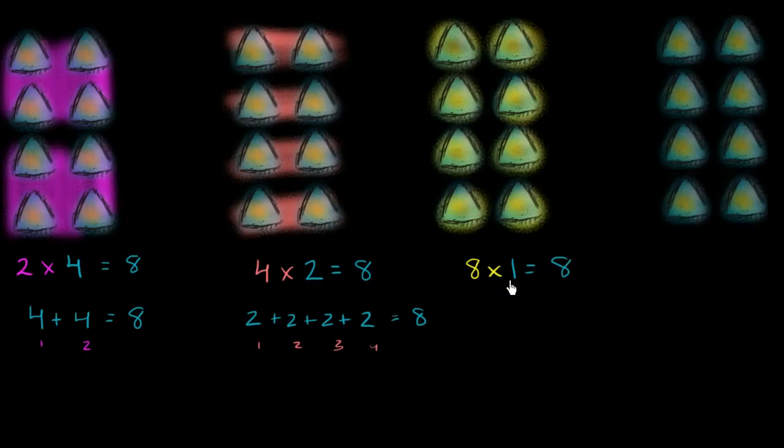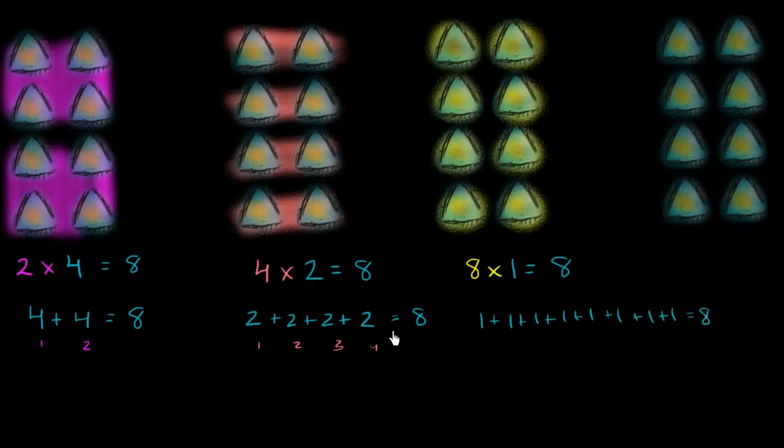And if we wanted to write this down as repeated addition, well, this is literally 8 1's. So 1 plus 1 plus 1 plus 1 plus 1 plus 1 plus 1 plus 1. That's 1, 2, 3, 4, 5, 6, 7, 8. 1 plus 1 plus 1 plus 1 plus 1 plus 1 plus 1 plus 1 is equal to 8.